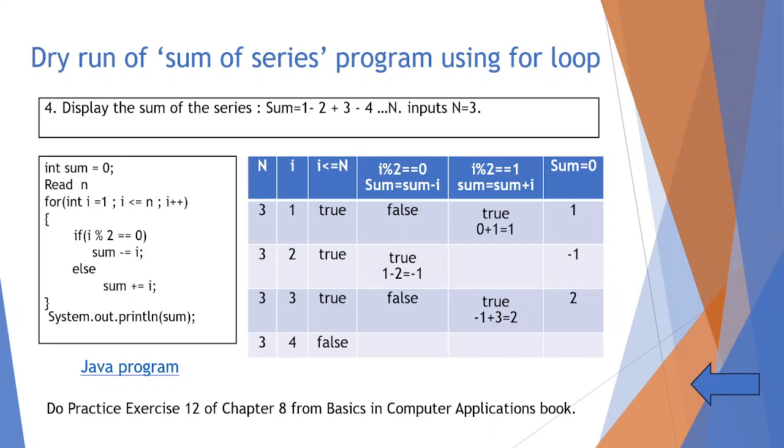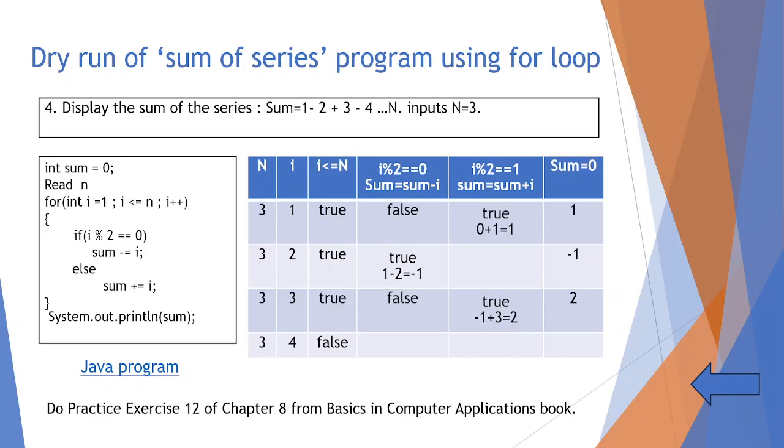First time I is 1. It is an odd number, so sum initially was 0, 0 plus 1 is 1. Sum became 1. In the second iteration, that I is an even number. So I modulo 2 double equals 0. So whatever is there in sum minus I. So 1 minus 2 is equal to minus 1. Third time, it's not an even number, so it goes to odd. It is true. Whatever is there in sum, that is minus 1 plus 3, is equal to 2.